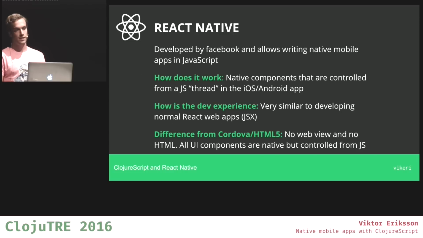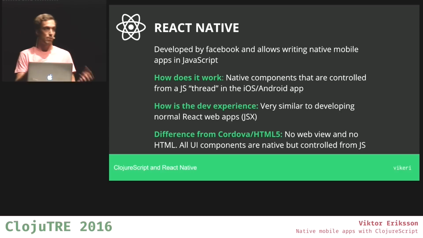So first, React Native. It's a library developed by Facebook that allows you to write native mobile apps using JavaScript. So how does it work? Well, you have native components in Android or iOS that are controlled by a JavaScript thread. And the development experience is very similar to developing React apps, much more so than normal native mobile development.